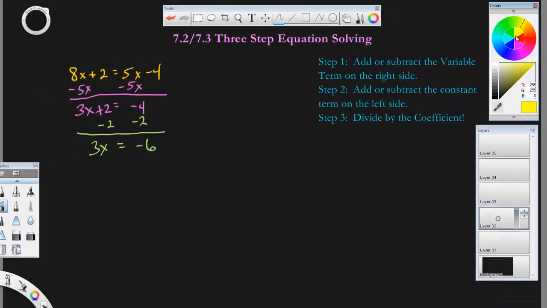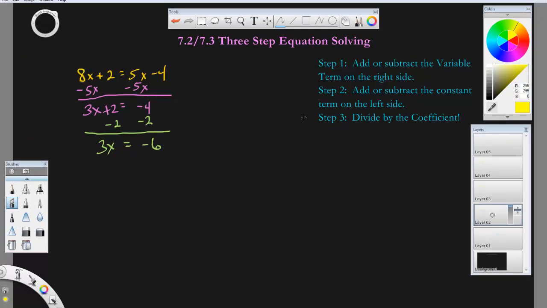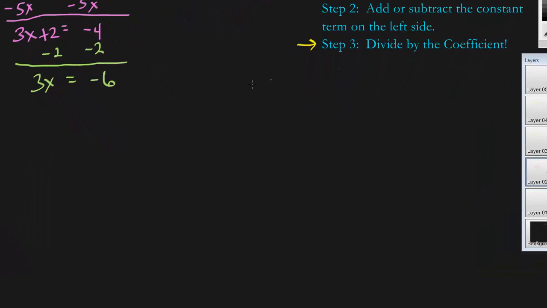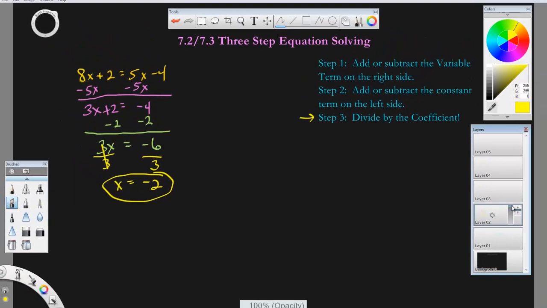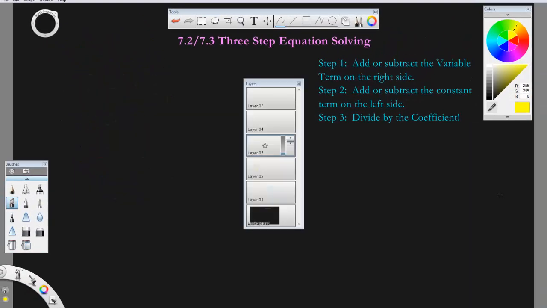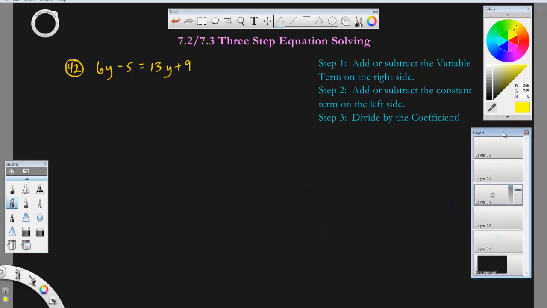And the last thing you're doing is what we always do. It's just divide by the coefficient. So I'm going to just divide by 3. And again, if that was negative, we would divide by the negative, but it's not. It's just 3. So that would cancel. X would equal negative 2. All right, that is a three-step equation right there. Let's look at another one. I have this so the rules will stay on there. Okay, so here's another one.